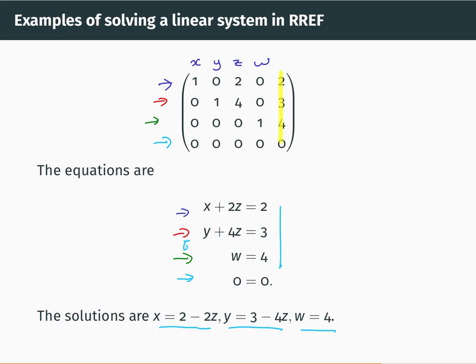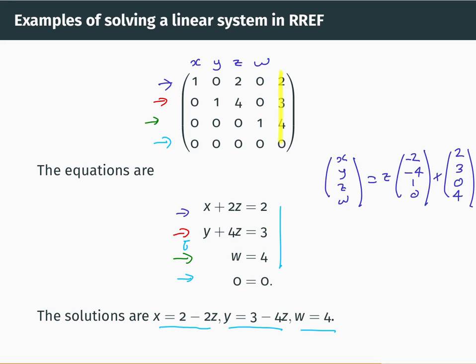Sometimes when we've read off these solutions, we write them in a vector form. For example, you might write (x, y, z, w) is equal to z times (minus 2, minus 4, 1, 0) plus (2, 3, 0, 4). This form is called the vector form of this solution, but it expresses just the exact same thing that I wrote down at the bottom there.